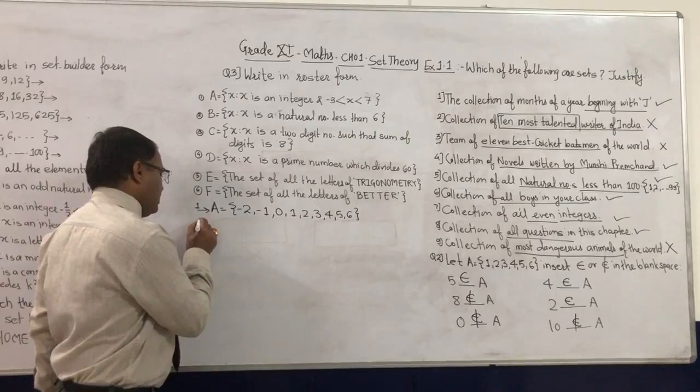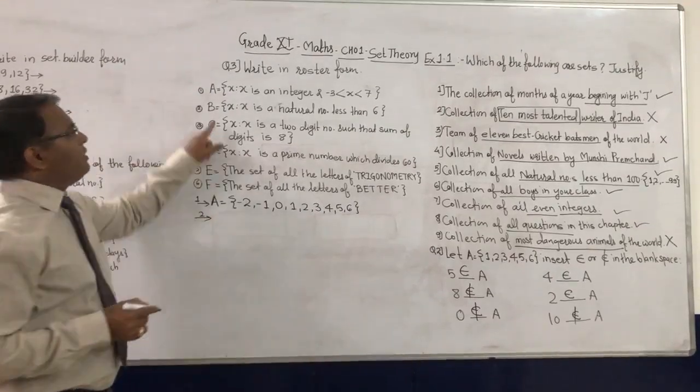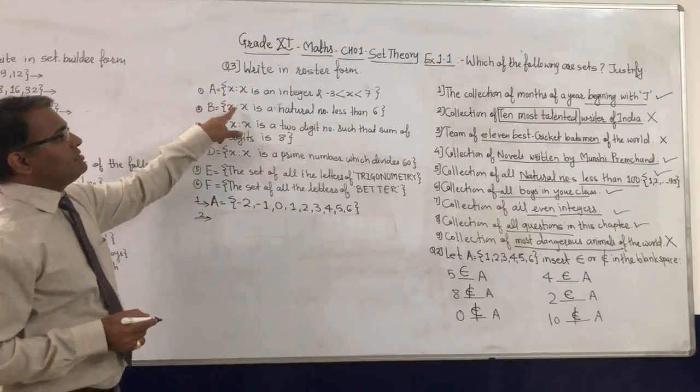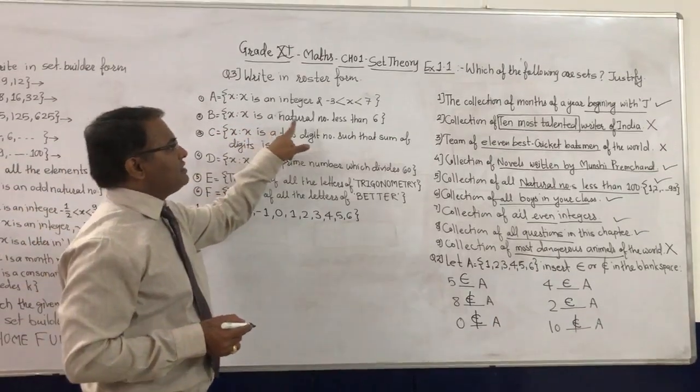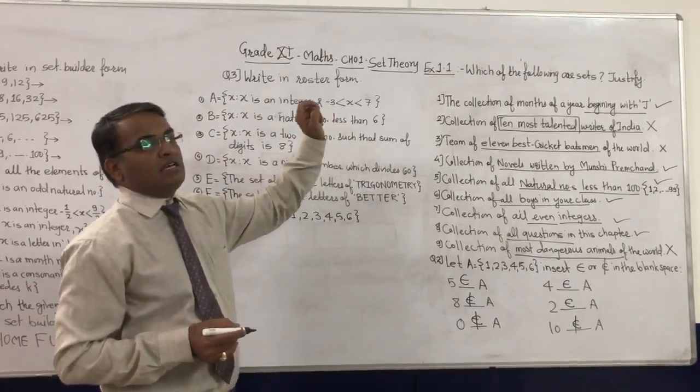Let's go on to the next. That is answer number 2. B equals x such that x is a natural number less than 6.